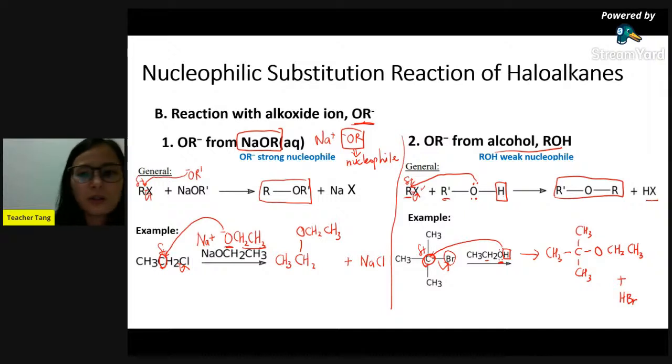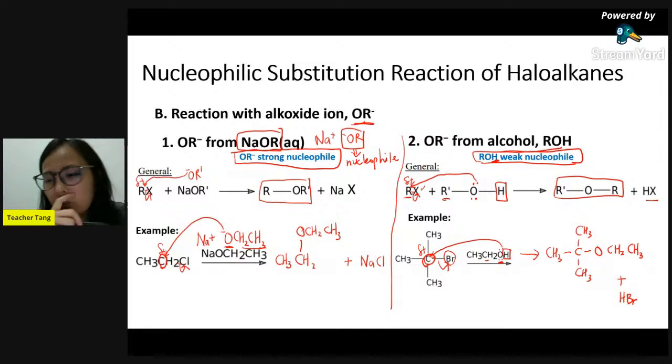Okay, so now we move on. Oh, before that, again, need to remember. Alkoxide ion, if it is from the sodium alkoxide, you can see that it is negatively charged, so it is a strong nucleophile. If it is from the alcohol, the H is still attached to it, so this is a weak nucleophile. From alcohol, weak nucleophile. From sodium alkoxide, strong nucleophile.